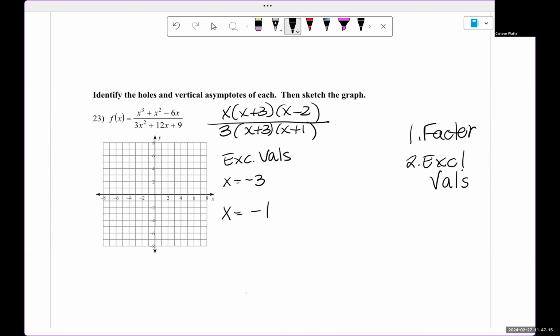What about the 2? The 2's like, I want to play, I want to be an important excluded value. And what do we say to the 2? Nope. Sorry, you are not in the denominator. You don't get to play. Okay. What about the x? Nope. You don't get to play. It's the ones in the denominator.